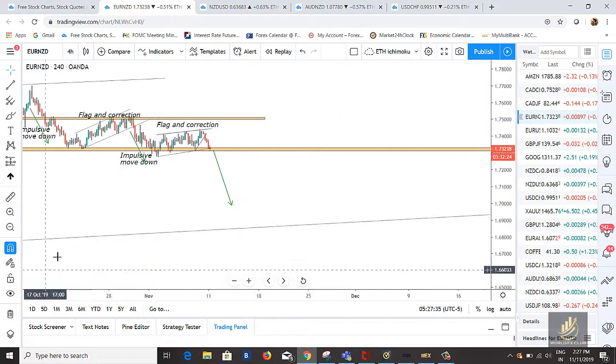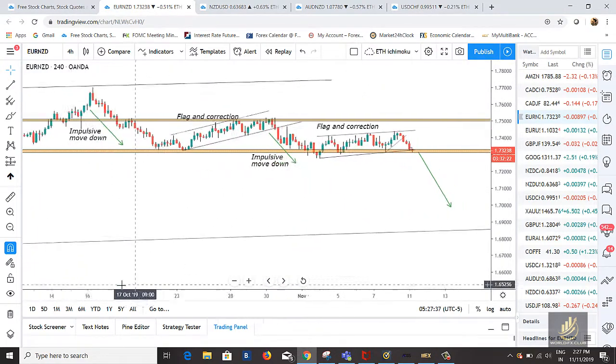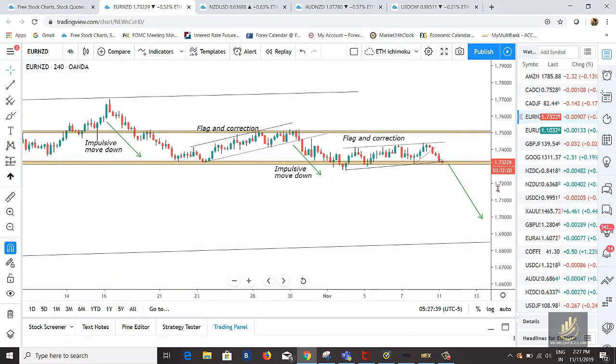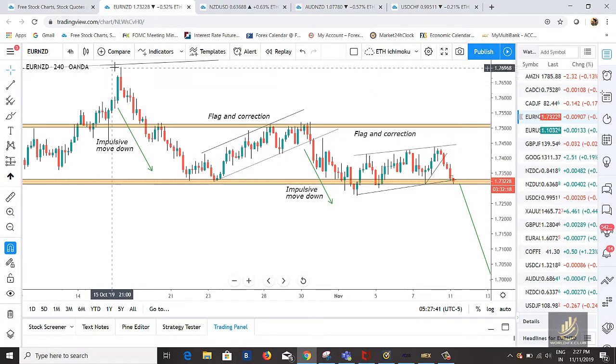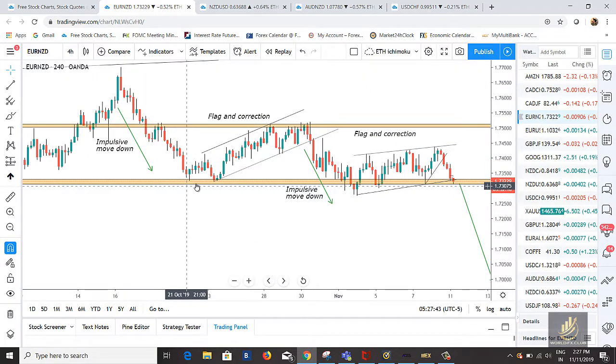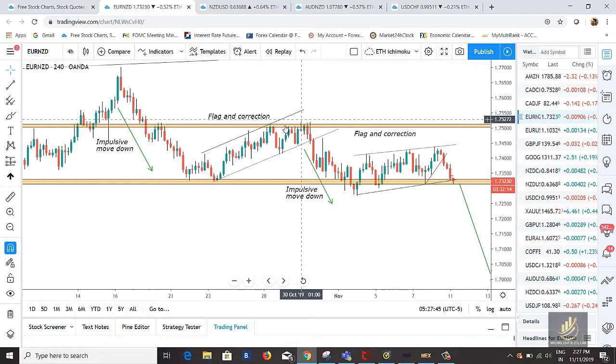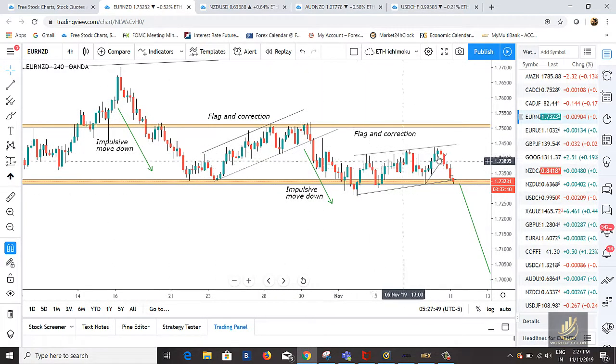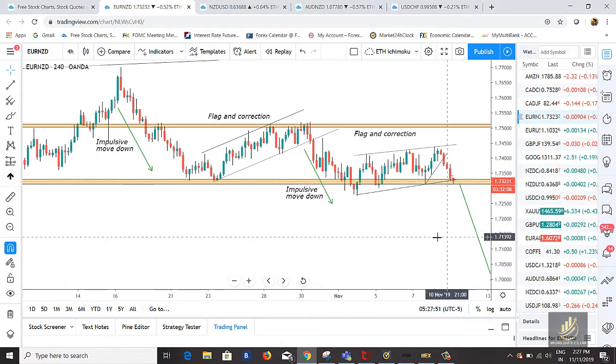So I've written it here. I'll just zoom it. So it's an impulsive move down. Then price went up, touches the rejection point, the resistance point, and then goes down again. Then again it corrects a bit, then it starts to go down.